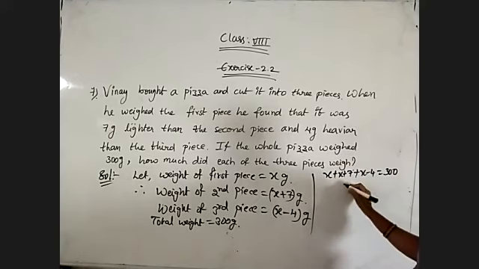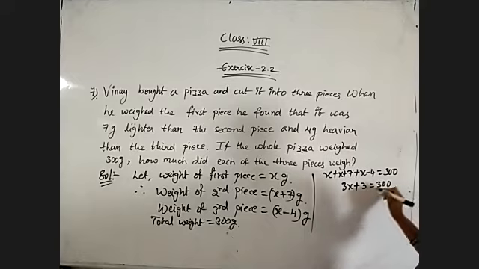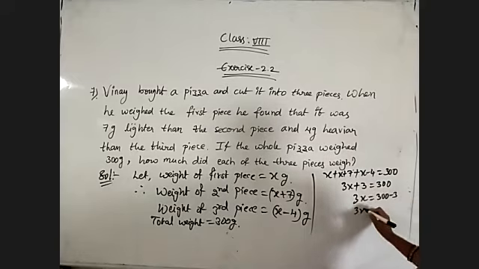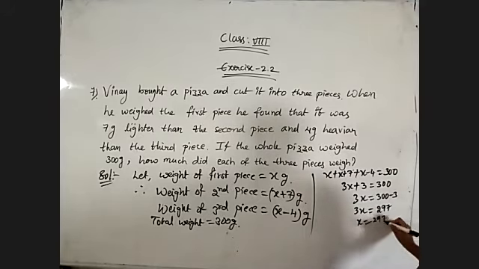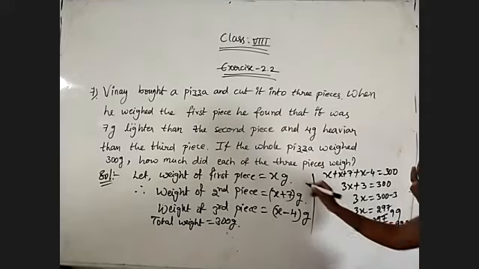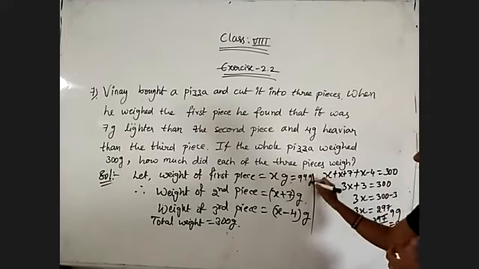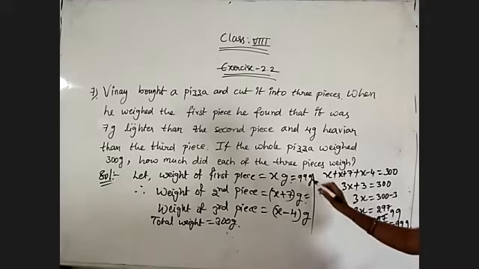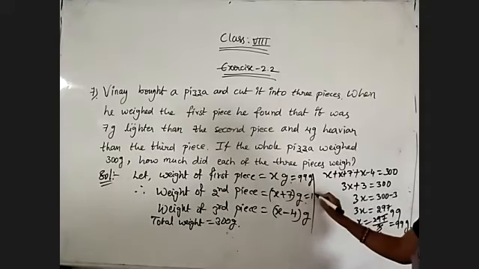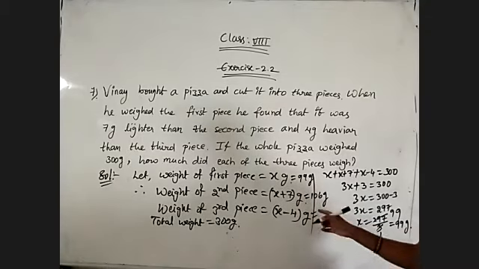So adding, 1, 2, 3, 3x. 7 minus 4 is 3, plus 3x is equal to 300. So 3x is equal to 300 minus 3, which is 297. Then x will be equal to 297 by 3. 3 nines are 27, so the x value is 99 grams. So the first piece weight is 99 grams. The second piece weight will be 99 plus 7, that is 106 grams. And the third piece will be 99 minus 4, that is 95 grams.